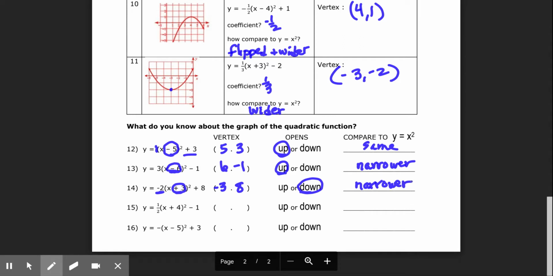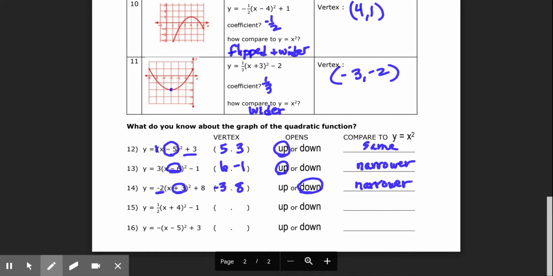And I know that I've talked about if it's greater than 1, then it's going to be narrower. Well, think of this -2 being a +2. Okay, it's just going to open downward. So I know you're probably thinking, wait, the -2 is less than 1. Well, think of it if it's positive or negative in that situation.